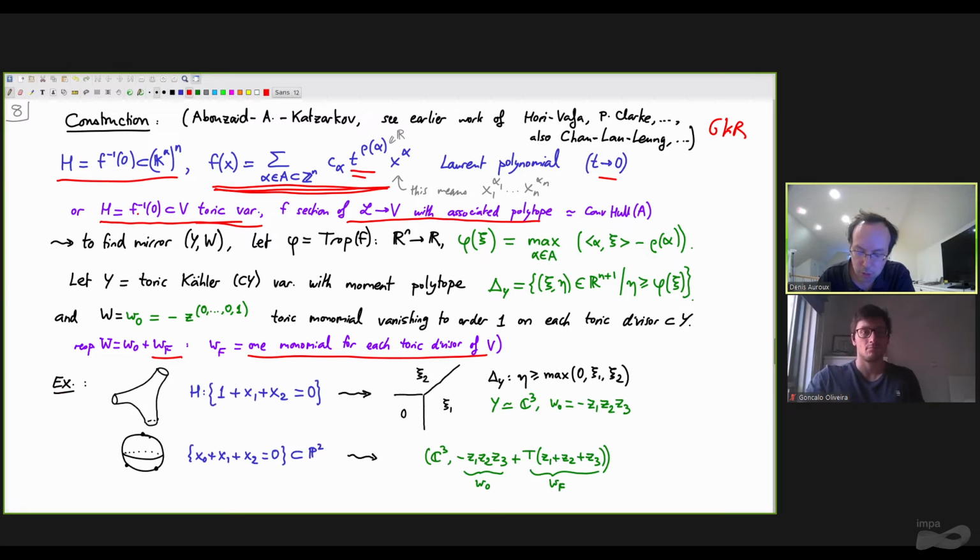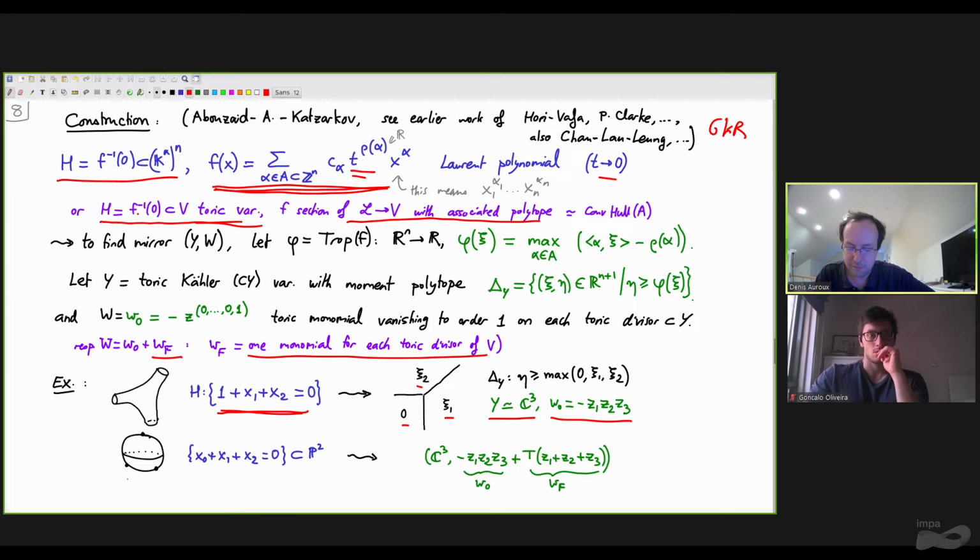So for example, if I look at the pair of points 1 plus x1 plus x2 equals 0, the tropicalization of this equation is max of 0, first variable, second variable. The domains of linearity of that are, well, these three regions in the plane, and then drawing a polytope out of this, what lives over the graph of this piecewise linear function, you get a mirror which is C cubed, and the function that you always want on that is going to be the product of the coordinates.